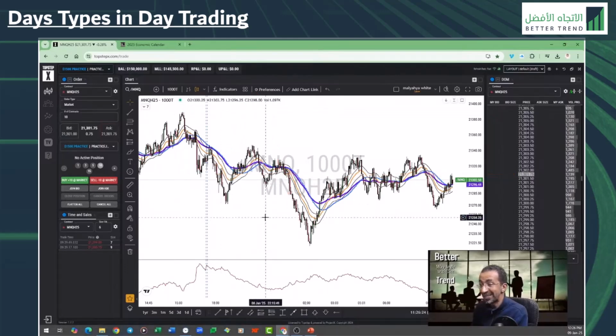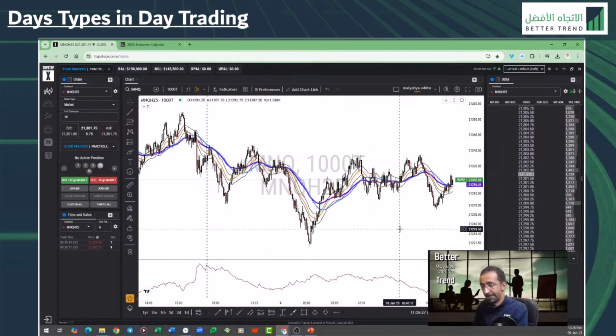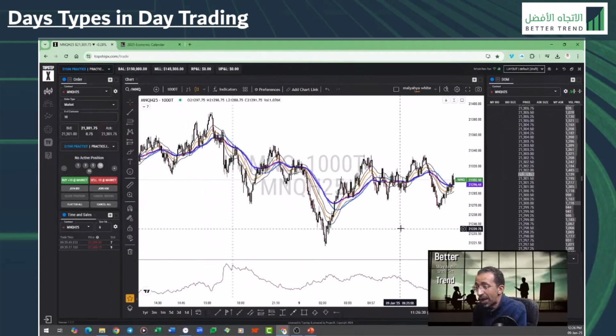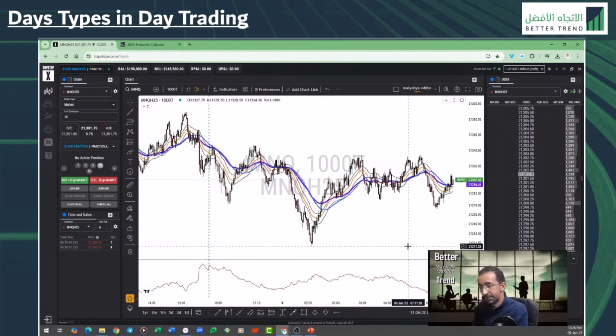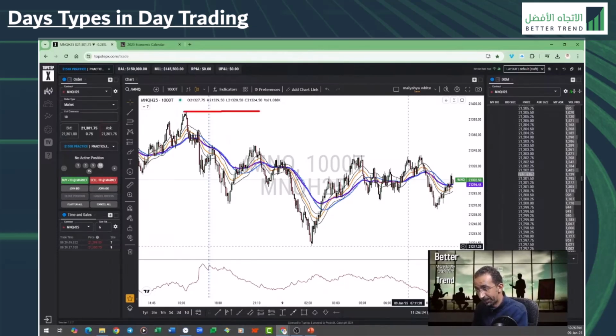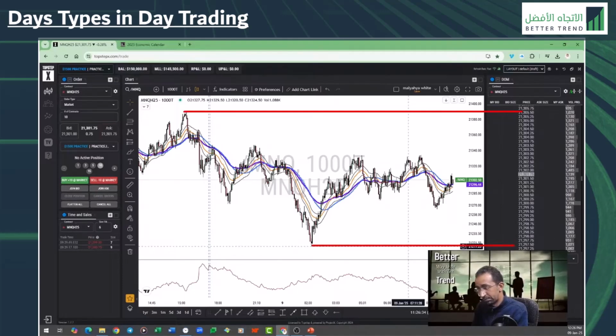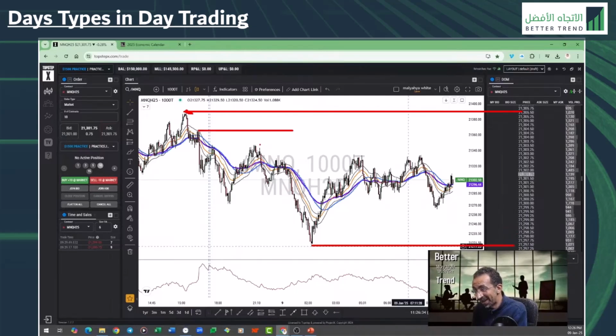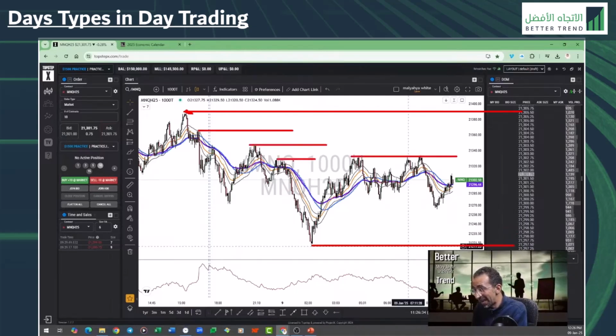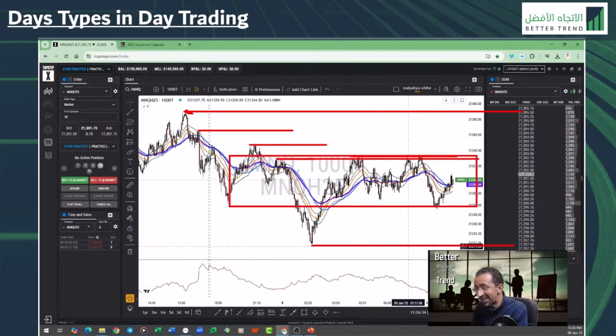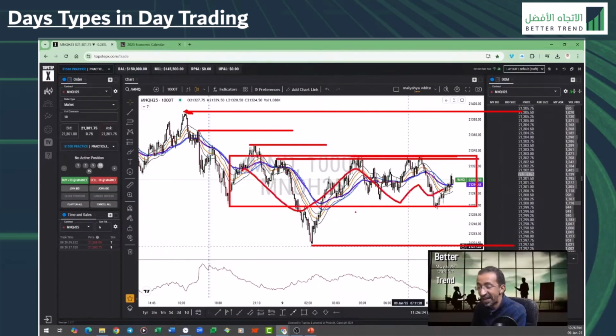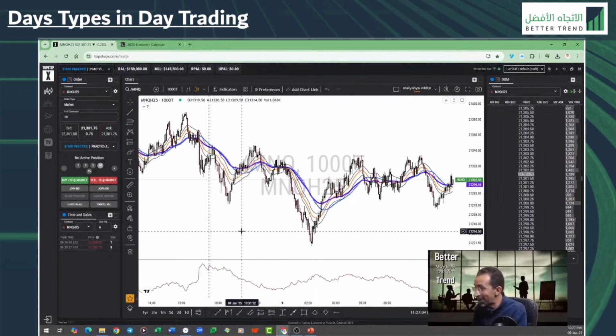Okay, is it a range day? Do you see equal highs and equal lows? This is the high and this is the low. I don't. No, it is not a range. Where is the equal high? No equal highs. This high, this high, this high. Yes, we have a range here, but this is an internal range. It's not a full day range. So it is not a range day.